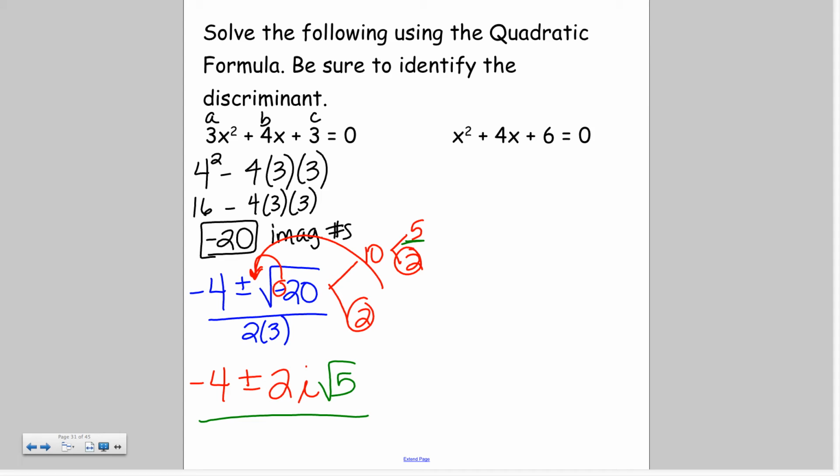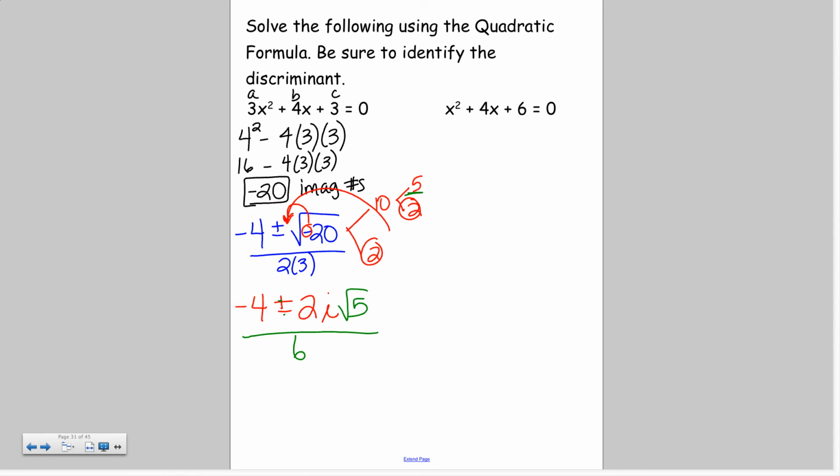Over 6. Now, I've got 2 solutions there. I've got a positive and a negative. So there are my 2 solutions. So that's covered. Now I want to simplify this answer as much as possible.